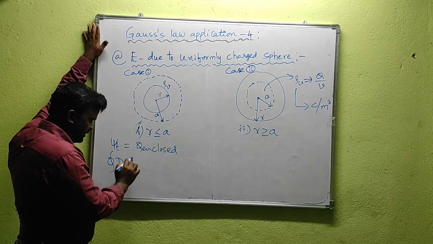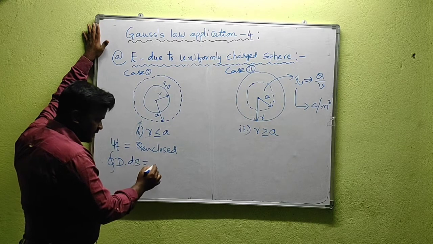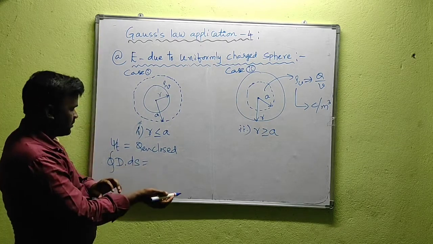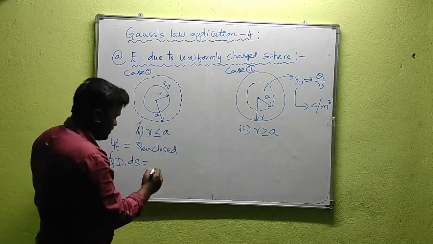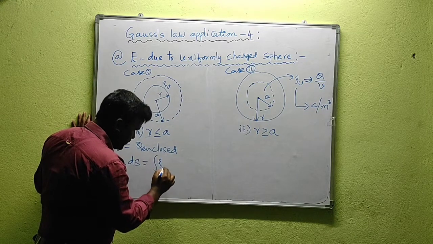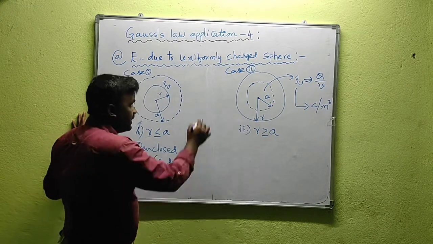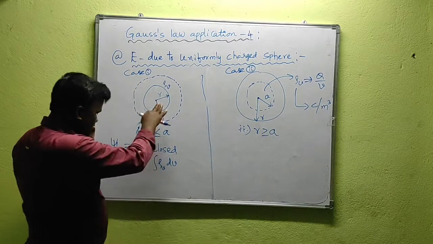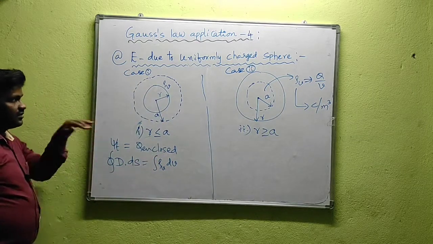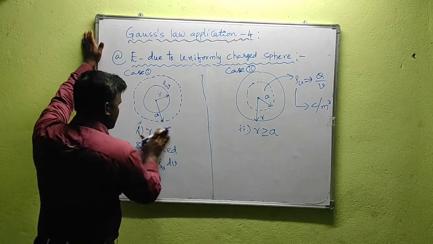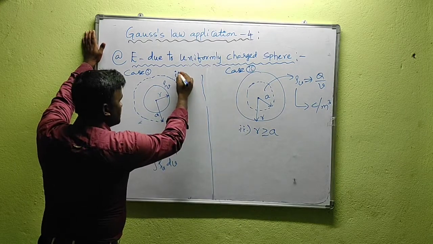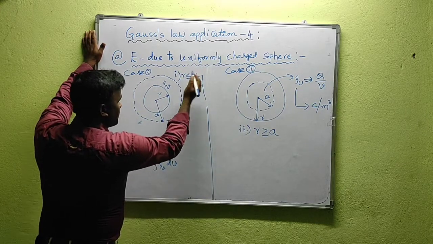Integral D dot dS, and Q enclosed, that is nothing but what? For Q enclosed, you need to go for volume charge density, that is integral rho_v dv. Let us go for the first case, that is case number one: r is less than or equal to a.